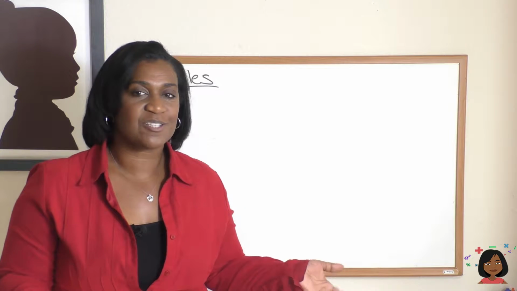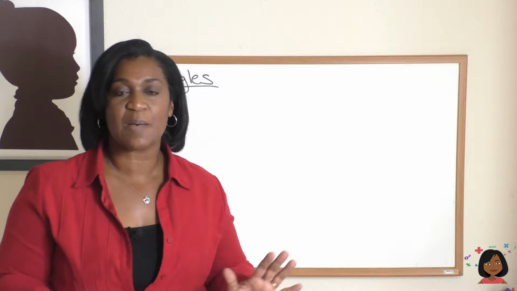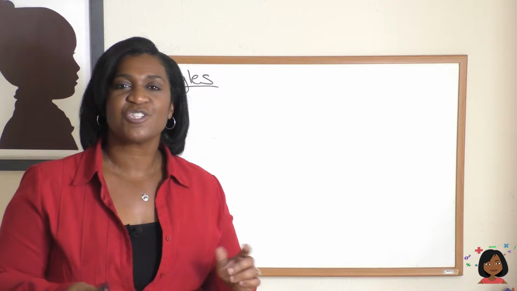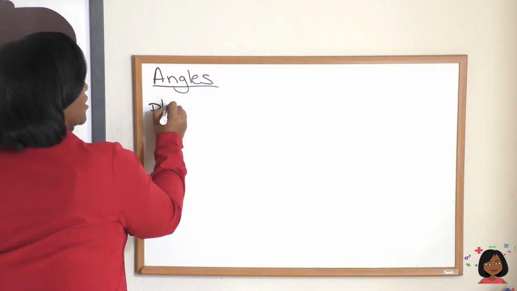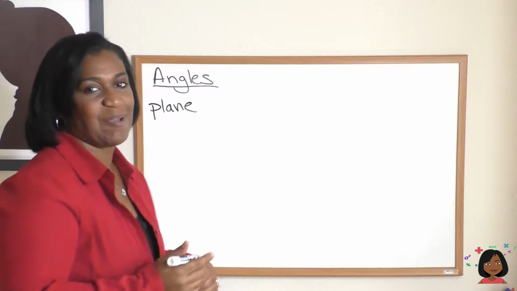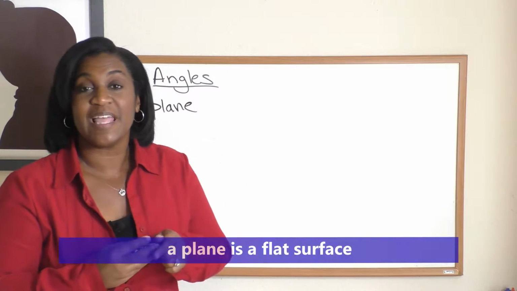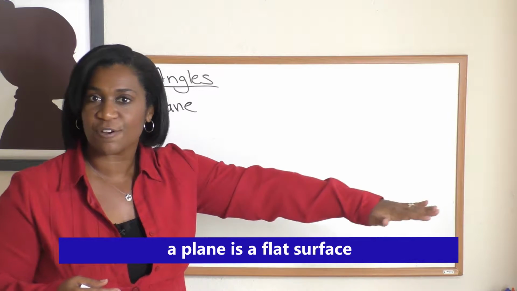So, I always like to start with definitions. So let me set this up by giving you a few definitions. The first word I want to share with you is the word plane. Now, I'm not talking about an airplane. I'm talking about a plane in math. A plane in math means a flat surface.